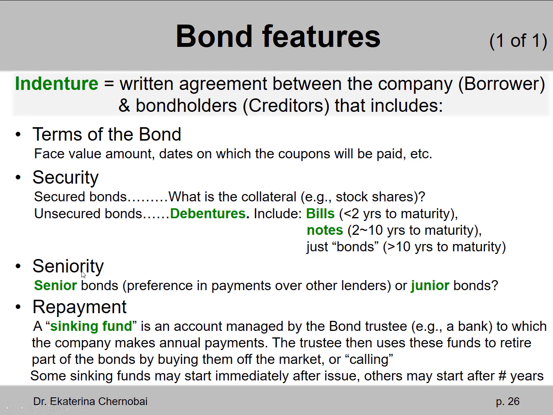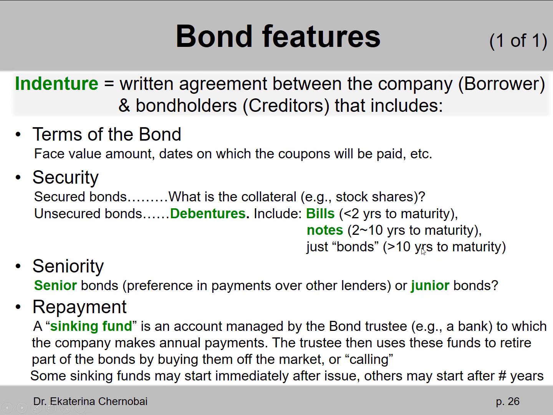Another thing that could be included in the indenture is the type of seniority on these bonds. Bonds are called senior bonds if they are older bonds. They have been issued way back when. So maybe a company issued bonds a few years ago and today decided to issue more. Those bonds that were issued a few years ago are senior bonds. Those that are about to be issued are junior bonds.